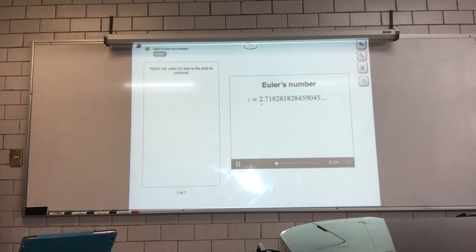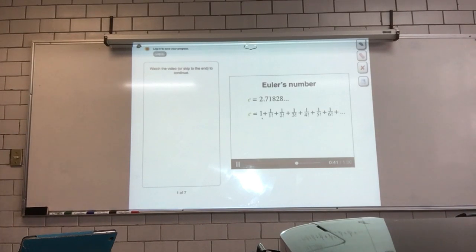E is equal to approximately 2.718281828459045, and so on. It's usually good enough to remember that E is approximately 2.71828. E has several important properties.